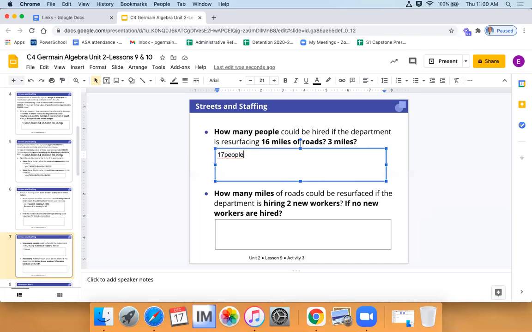Okay. What about our next one? When we pave 3 miles of road, how many people are we going to be able to hire? What did we think here? Nice job, Julia. Think about that rounding again.